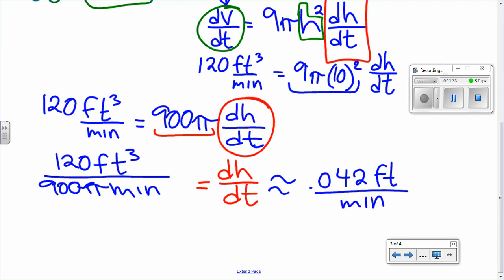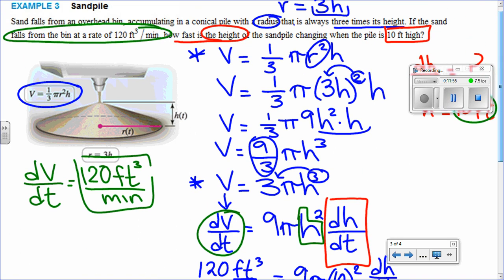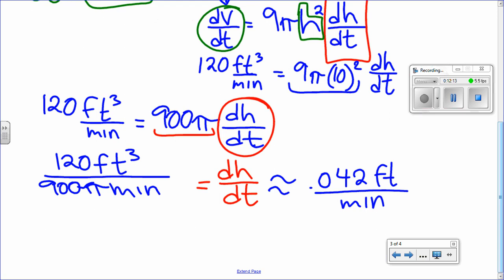per minute. And so you might be wondering how that happened. Well, remember the units. If we look at the first formula, we had the radius. Remember, the volume is calculated by 1/3 pi times the radius squared times the height. And so if you think about it, from the radius we're getting feet, and from the height we're also getting feet.